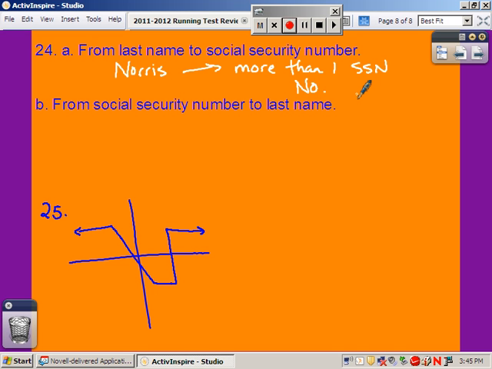All right, so if you look at part B and it says, from social security number to last name. Well, now let's say that you enter in Chuck Norris's social security number. If you enter that in, do you get his last name and only his last name? And that answer is yes. Remember, social security number is like an identifying number to one specific person. So if you enter that number, you only get one person's last name. You would only get Norris. That one is a yes. Say it like that.